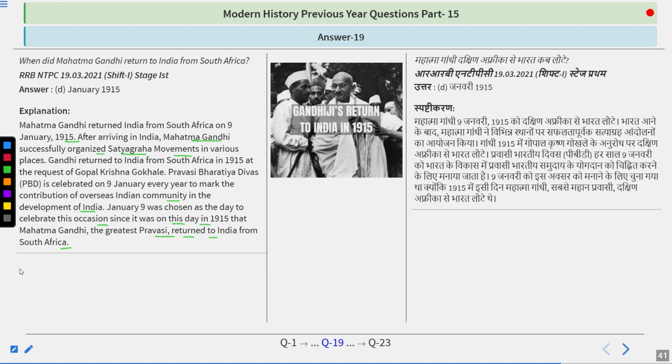So do remember that January 1915 was when Mahatma Gandhi returned from South Africa, and he was called by Gopal Krishna Gokhale, and Gopal Krishna Gokhale became his political guru.